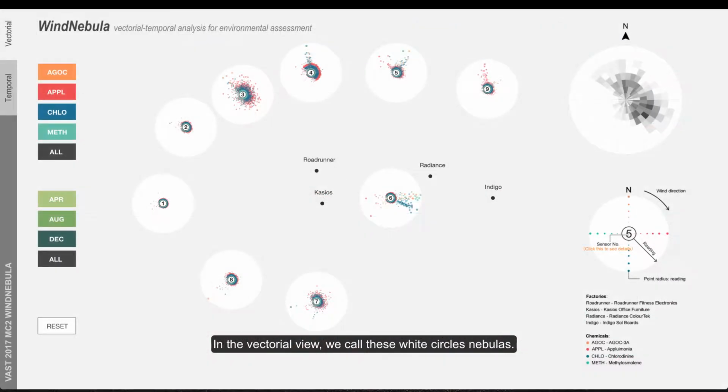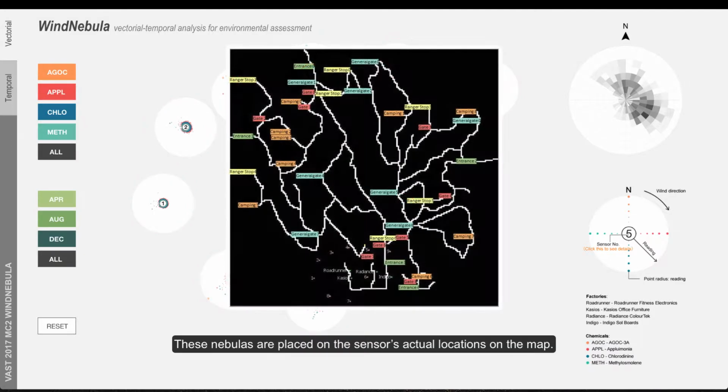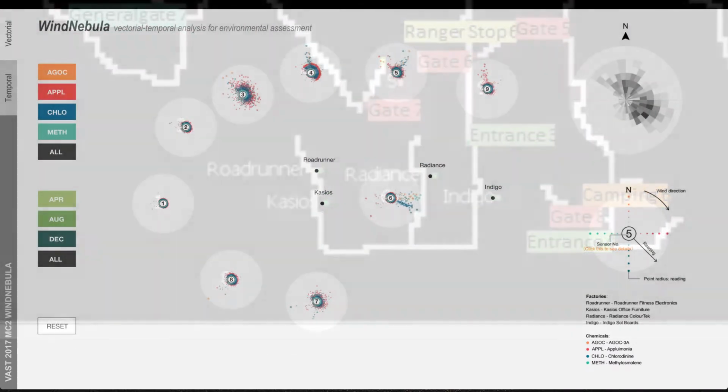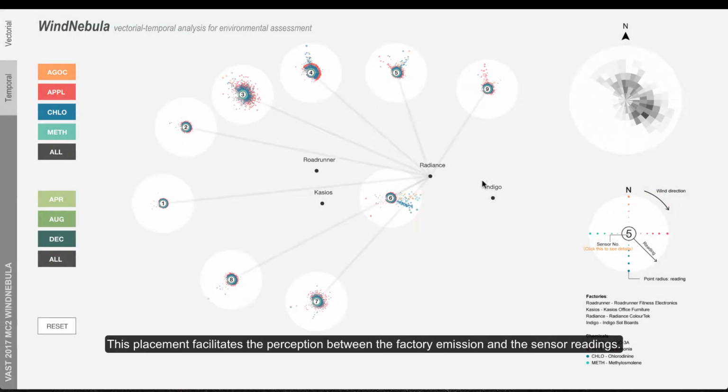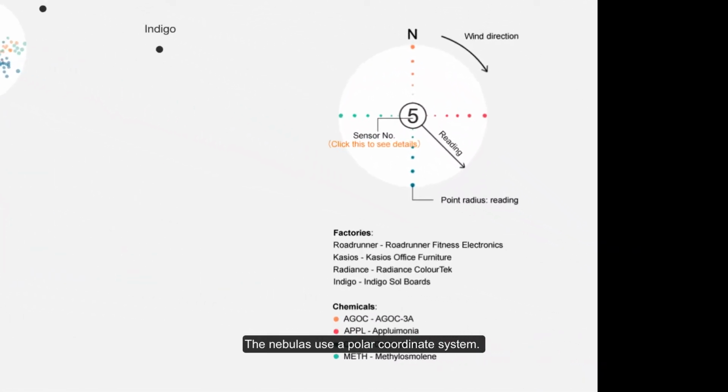In the vectorial view, we call these white circles nebulas. These nebulas are placed on the sensors' actual locations on the map. This placement facilitates the perception between the factory emission and the sensor readings. The nebulas use a polar coordinate system.